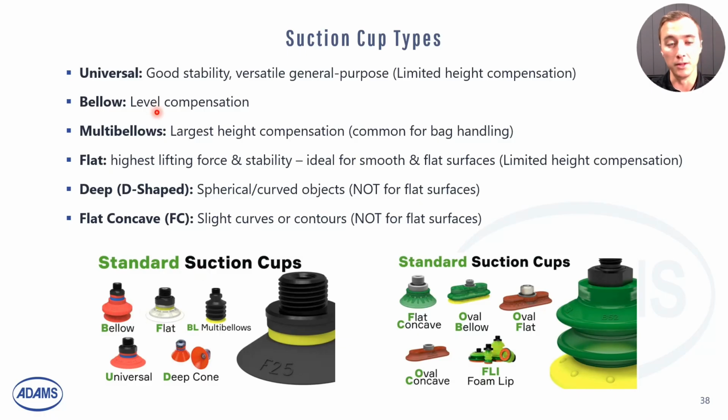That leads into the multi-bellows. While it gives you a lot of height compensation, it's not going to be very stable. Those cups get very wobbly, we'll call it, and the part can float around as you move it from point A to point B, which could also cause issues where you break that seal, you lose that differential pressure and that vacuum condition, and you'll drop the part. So these are great where you need that height adjustment, but you just have to be wary of the applications and the accelerations and decelerations that you are applying to it.